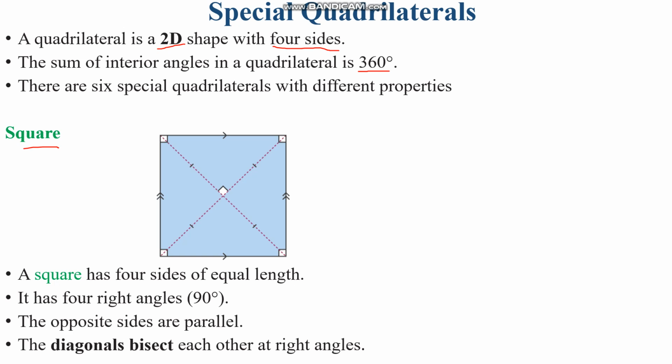So a square has 4 sides of equal length, and it has 4 right angles, as you can see from the diagram that is shown on the screen. And then you need to know that the opposite sides are parallel. So these are the opposite sides which are shown by these markings here. So this line here is parallel to this one, and this one is parallel to this one.